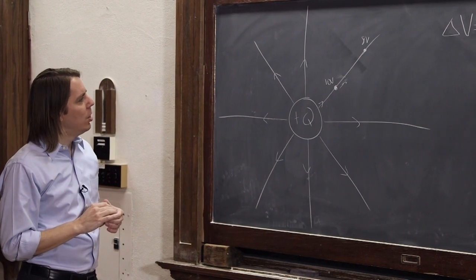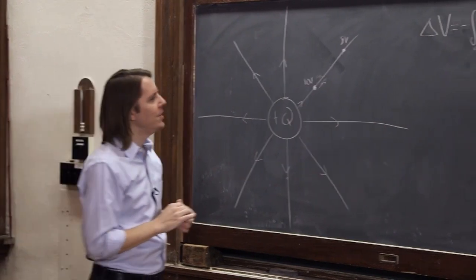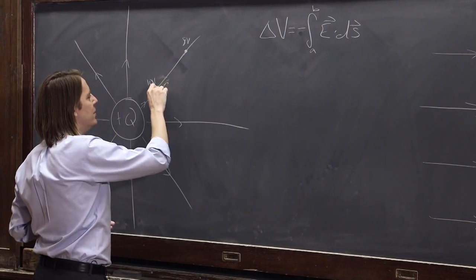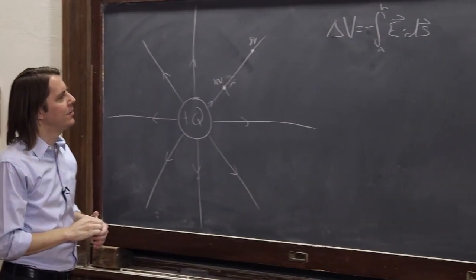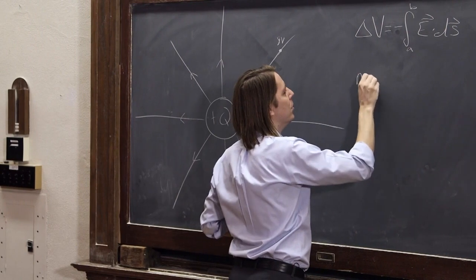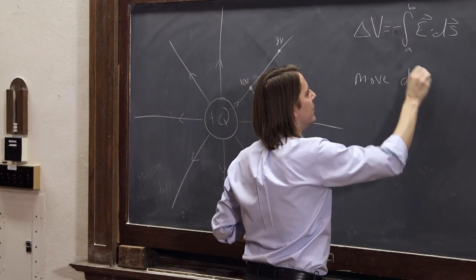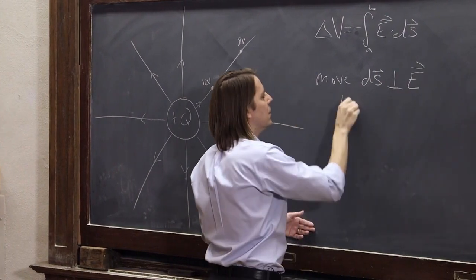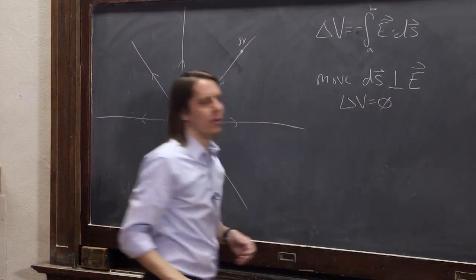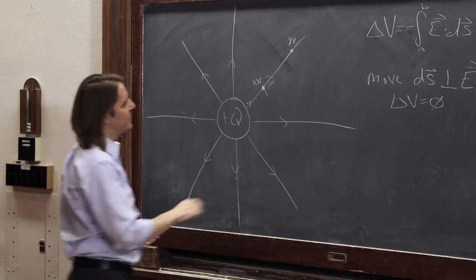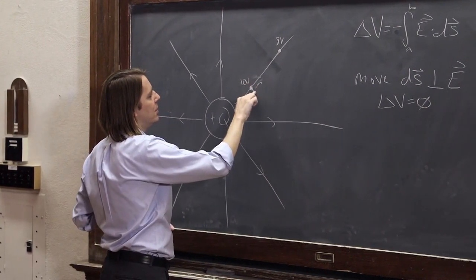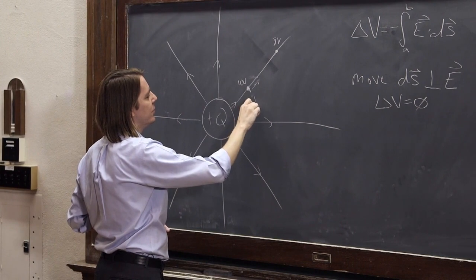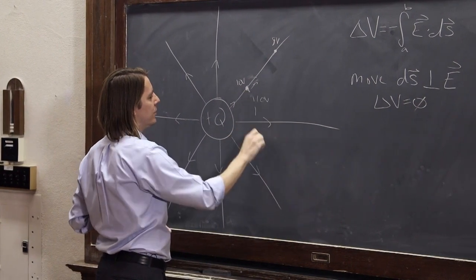Now, what if you walk perpendicular? Right? So if you go this way, then something different happens. So if you move ds perpendicular to E, delta V equals 0. So this is sort of an interesting thing. So if I go that way, it's also 10 volts. And if I go that way again, it's also 10 volts. And if I go that way again, it's also 10 volts.